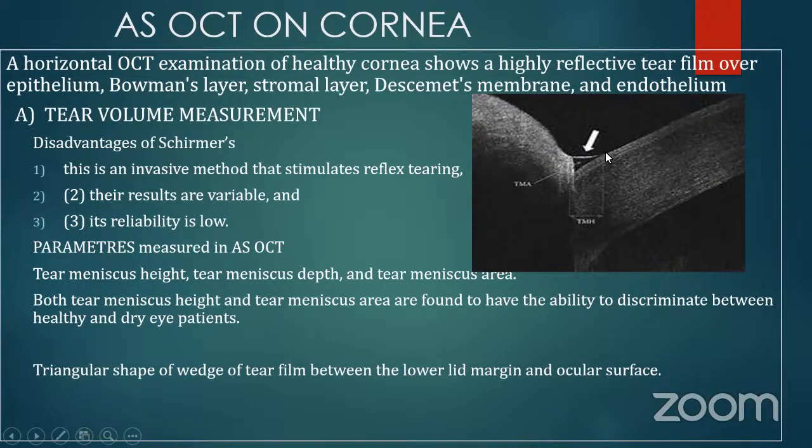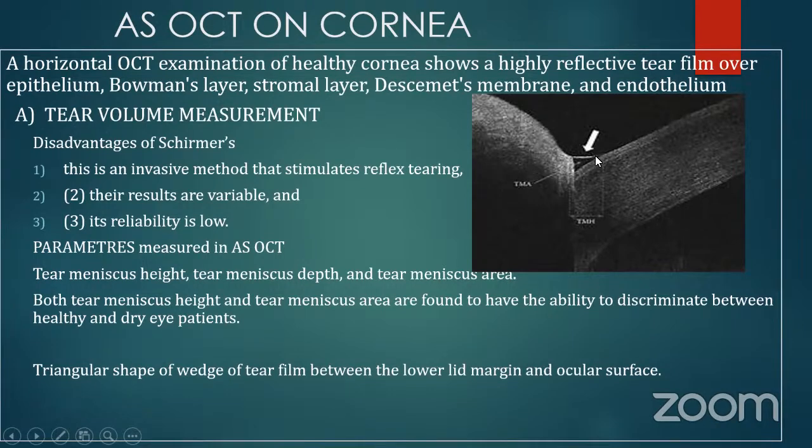Normally, in case of dry eye patients, we do Schirmer's test. The limitations are it's an invasive method, so reflex tearing is stimulated. Then the results are variable. It's a subjective test. The reliability is low. In ASOCT, it's a non-contact method. Hence, we can correctly assess the tear meniscus.